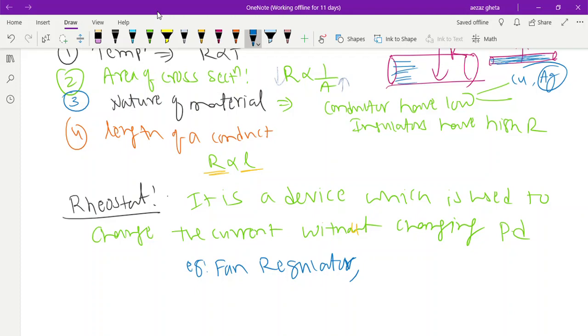If you want to increase the speed, then resistance will be less, so more current. If you want to decrease the speed, then less current will go because resistance will increase. So the rheostat is used in that. Hope it is clear to you all.